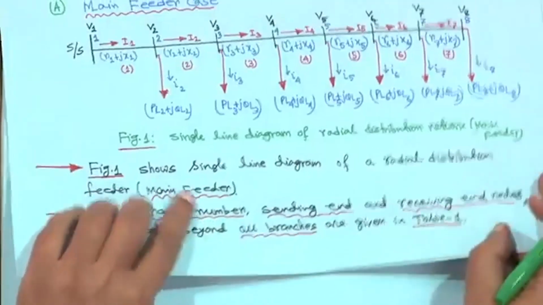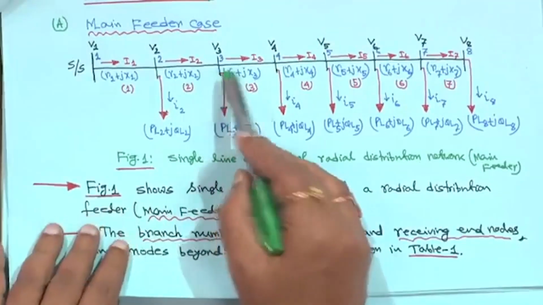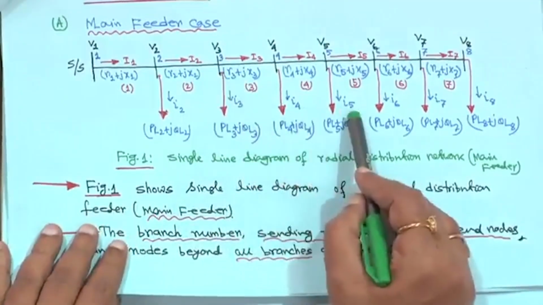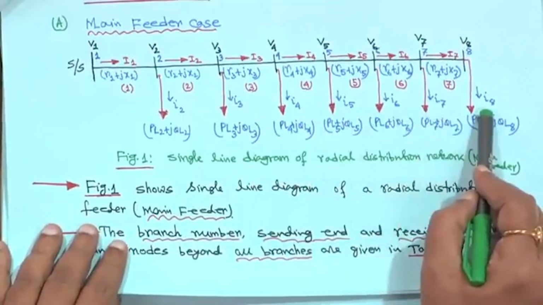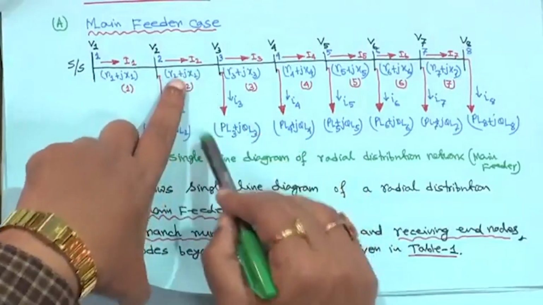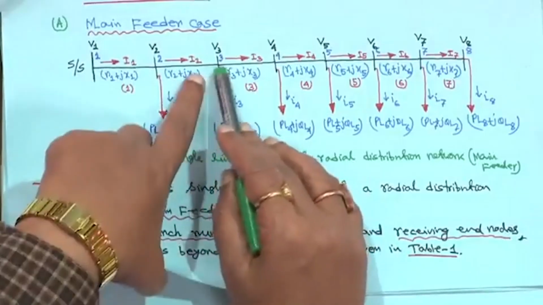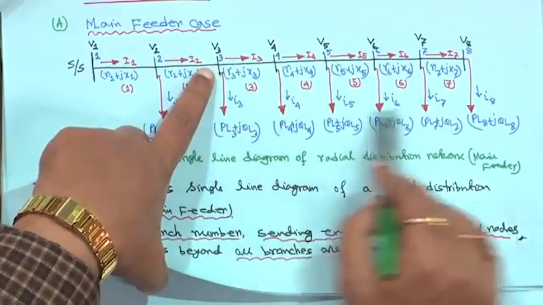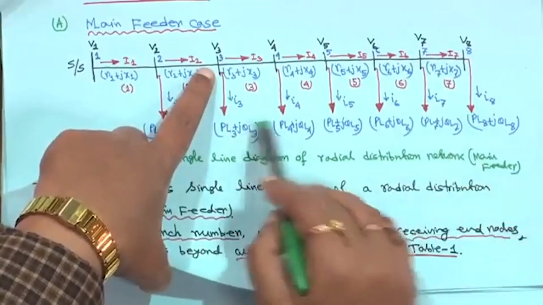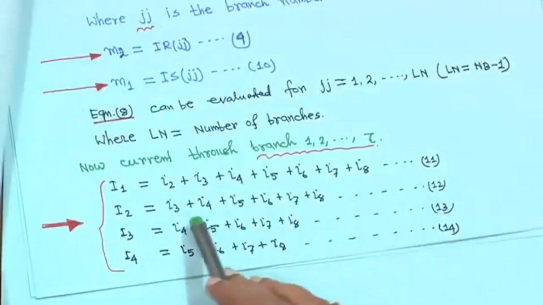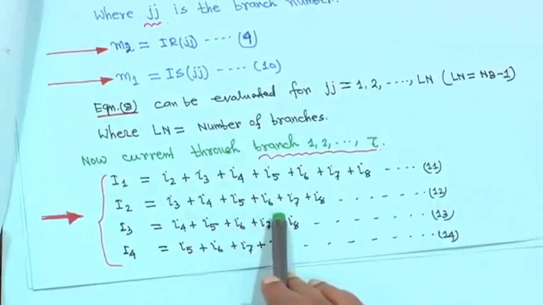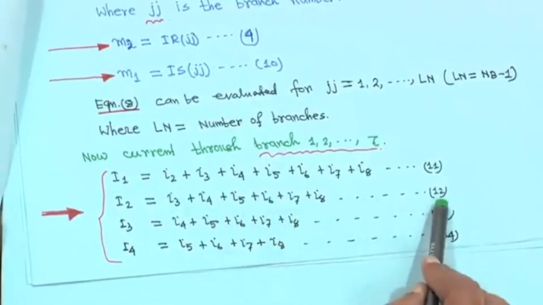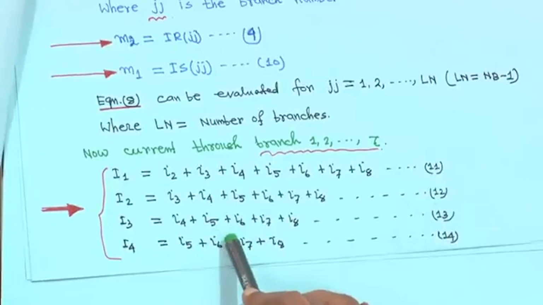Similarly, for the branch current I2, I2 is equal to I3 plus I4 plus I5 plus I6 plus I7 plus I8, because this is the current I2 entering here, and it goes only to the downstream branches. Kirchhoff's first law again. So I2 will be I3 plus I4 plus I5 plus I6 plus I7 plus I8. This is equation 12. I have written everything here so that you can understand this.